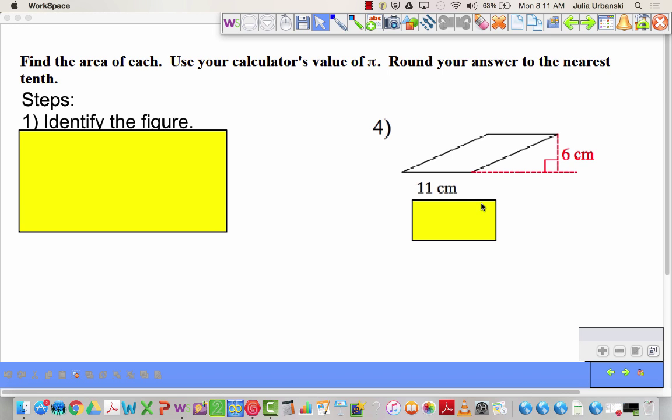No, look at the size. Oh, a rhombus has to have all four sides equal, right? This one doesn't tell you how long this side is, but it can't be 11. Good. This is a parallelogram.